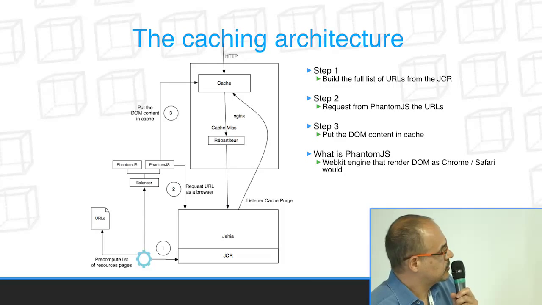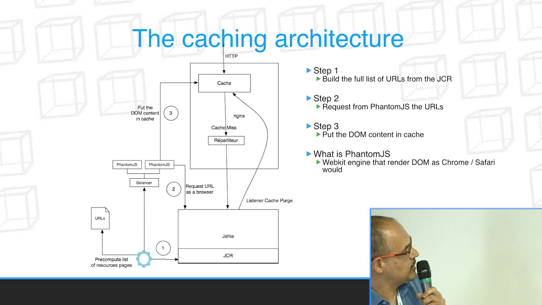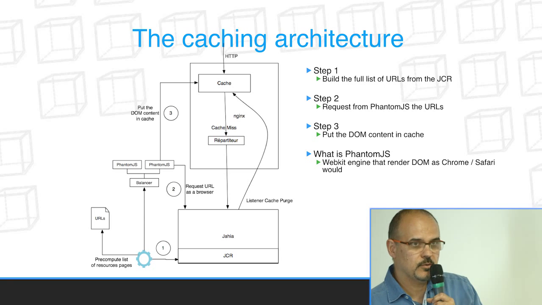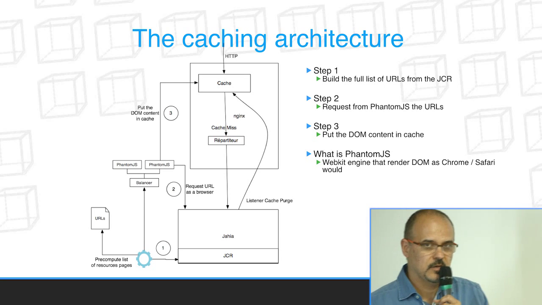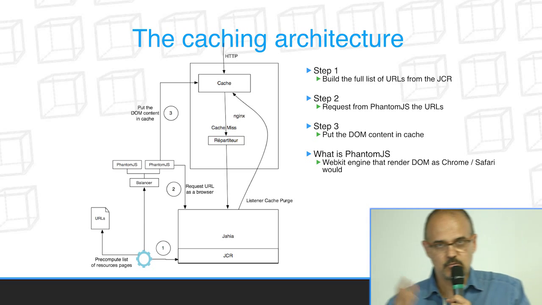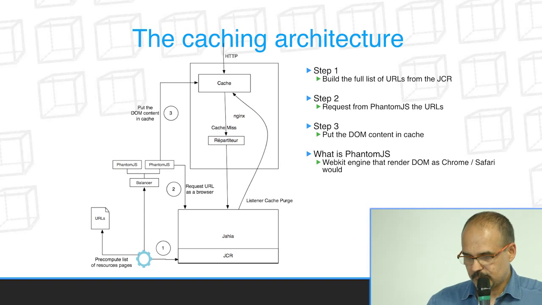So mostly talked about everything. Finally, what we do is simply put the DOM content in the cache, and the cache key is the URL. Whenever this URL is requested, the DOM content is sent back to the browser, which only needs to display it.